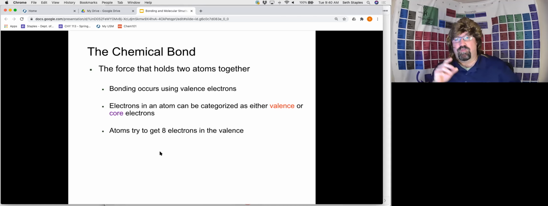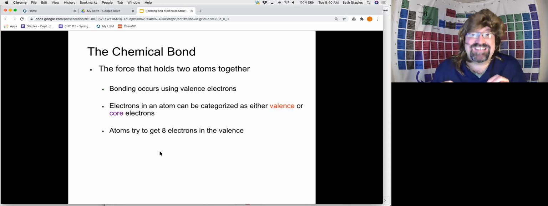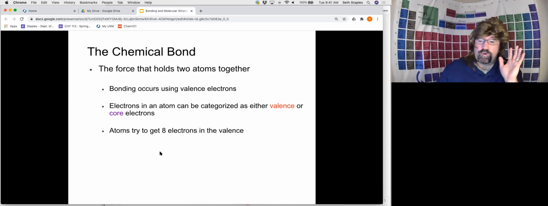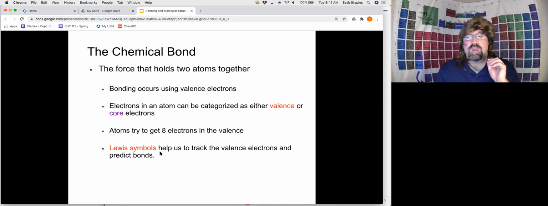Whether it does that through a stealing and a transfer of electrons in an ionic bond, or if it does so through the sharing of electrons in a covalent bond, atoms ultimately are trying to get 8 electrons in their valence shell. And that's going to dictate much of what we do over the next week or so. And so we're going to use Lewis symbols to help us track the valence electrons and predict the bonding in compounds.